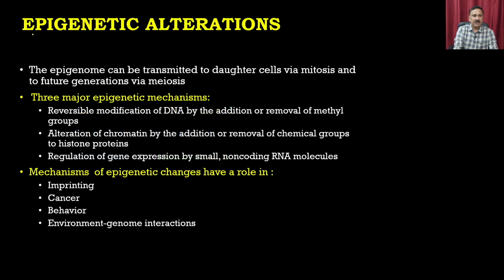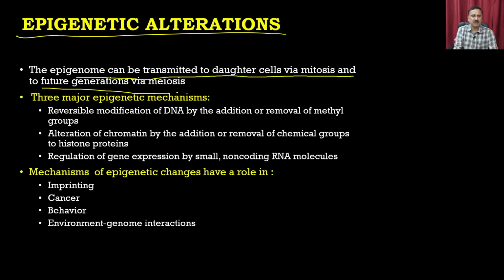Now, talking about the epigenetic alterations, the epigenome can be transmitted to the daughter cell via mitosis and to future generations via meiosis. So remember, all these epigenetic tags are carried in a particular family, and they are carried from one generation to the next depending upon the environmental factors. These epigenetic tags are going to be expressed more or less, and as a result you might see that people staying in one environmental condition versus another environmental condition will show an alteration of the phenotype.